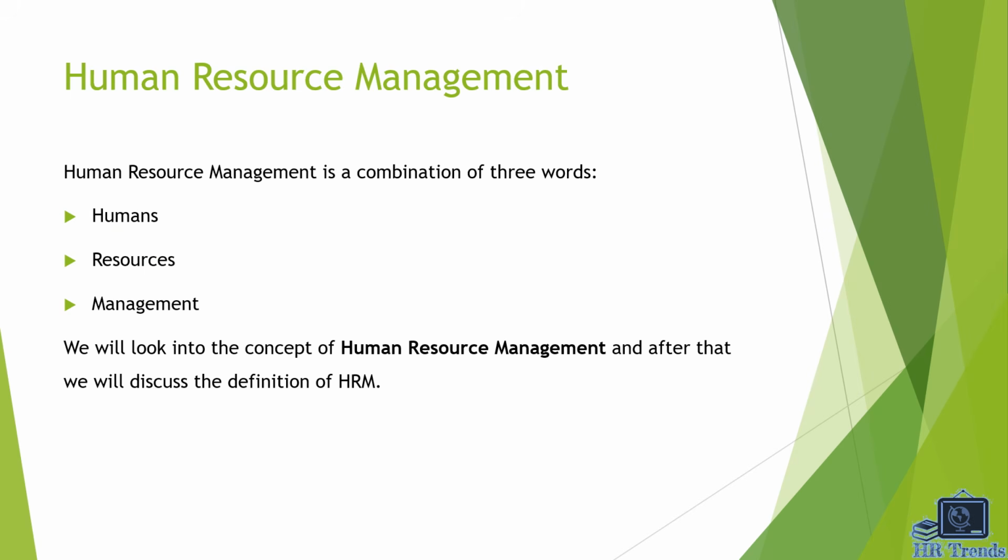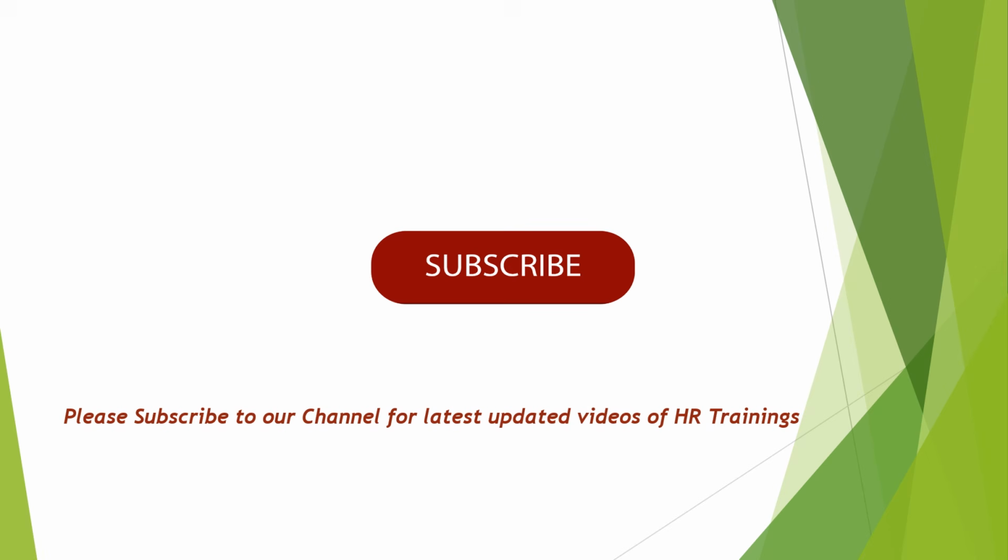In this slide, we will look at the basic definition of human resource management. What does human resource management exactly mean, and what does human resource management exactly do? Basically, HRM is a combination of three words as we have shown in this slide. And these three words are human, resources, and management. First of all, we'll look at the basic meaning of these three words, and then we will go to the definition of human resource management.